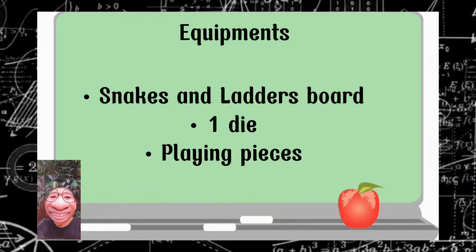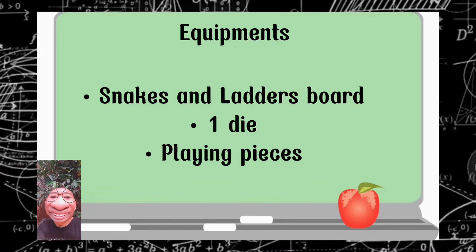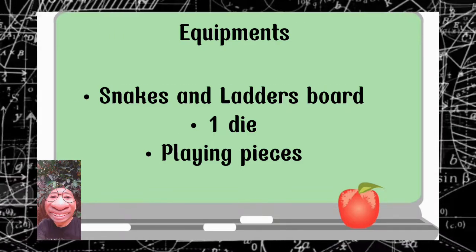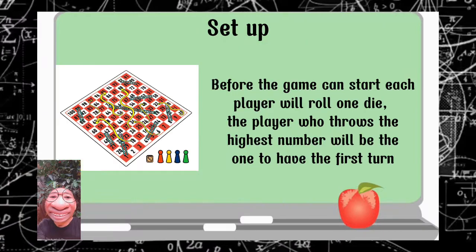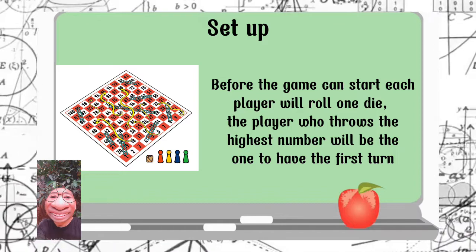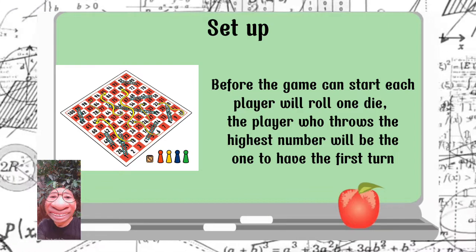Here is the equipment to play the game: a snakes and ladders board, 1 die, and playing pieces. Setup. Before the game can start, each player will roll 1 die. The player who throws the highest number will be the one to have the first turn.